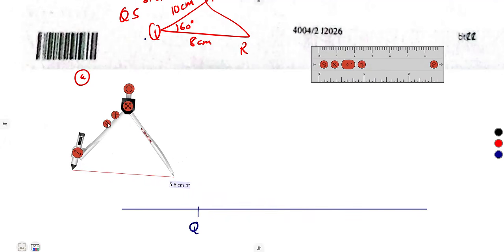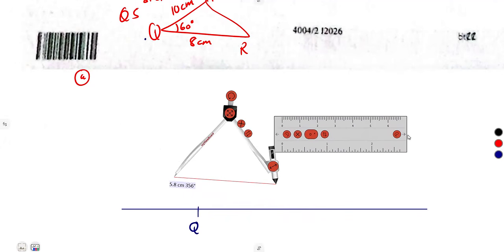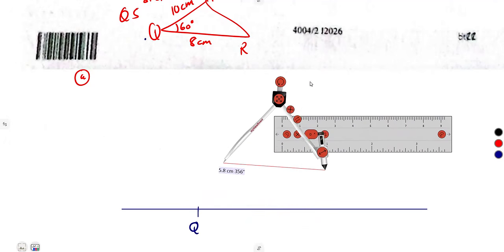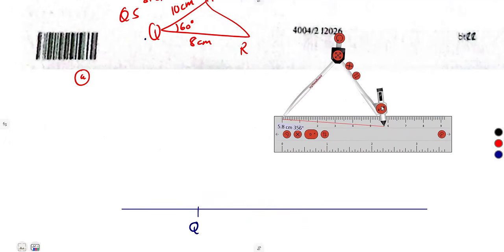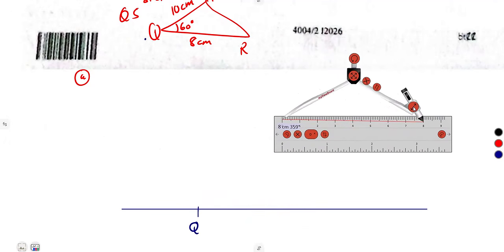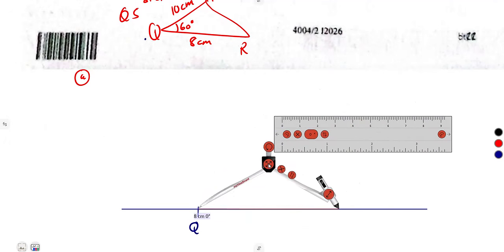All right, so here, let me see if I can obtain 8 centimeters from this compass. Is it possible? Yes, 8 centimeters is here. So this is 8 centimeters from my compass, the same as it is here, indicating 8 centimeters.